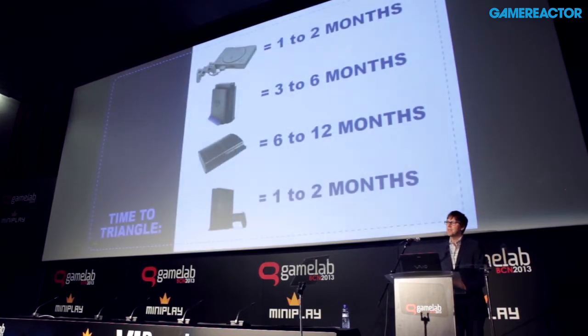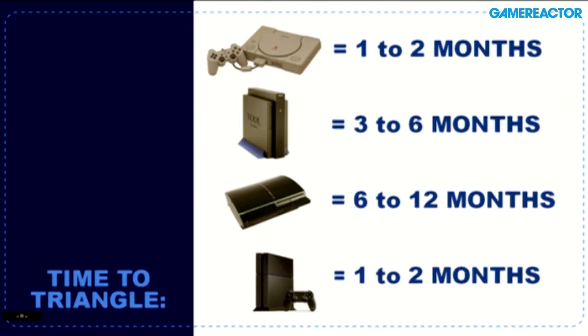So here you can see the impact that the straightforward and familiar architecture of PlayStation 4 has had on Time to Triangle. It's basically back to where it was on PlayStation 1. It's great to be able to leverage the fact that almost all third-party teams already have a sophisticated graphics engine that runs on PCs. And the familiar architecture has also been of great benefit to indie developers.